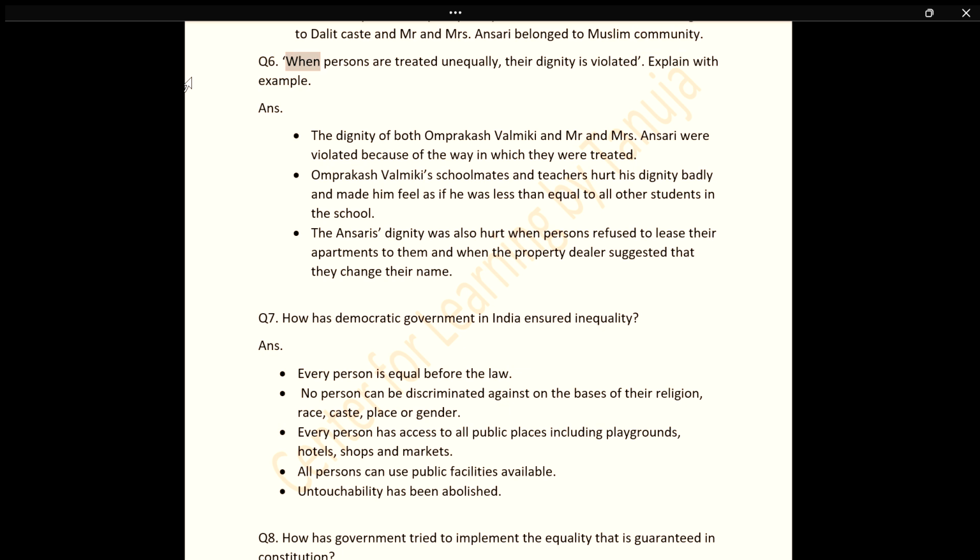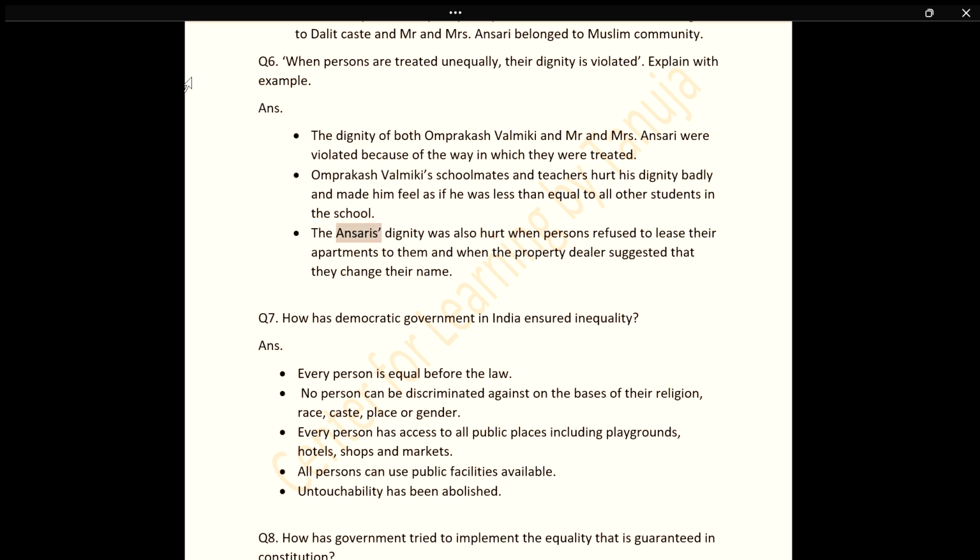Q6. When persons are treated unequally, their dignity is violated. Explain with example. Ans. The dignity of both Om Prakash Valmiki and Mr. and Mrs. Ansari was violated because of the way in which they were treated. Om Prakash Valmiki's schoolmates and teachers hurt his dignity badly and made him feel as if he was less than equal to all other students in the school.